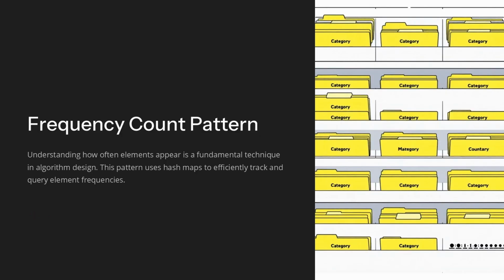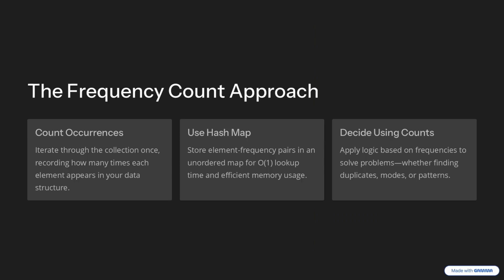Now we move to the most common hashing pattern, frequency counting. This pattern appears everywhere, and mastering it gives you a huge advantage. The frequency count pattern is simple. We count how many times each element appears. Once we have counts, decision-making becomes easy. Instead of scanning the array repeatedly, we look up counts instantly.